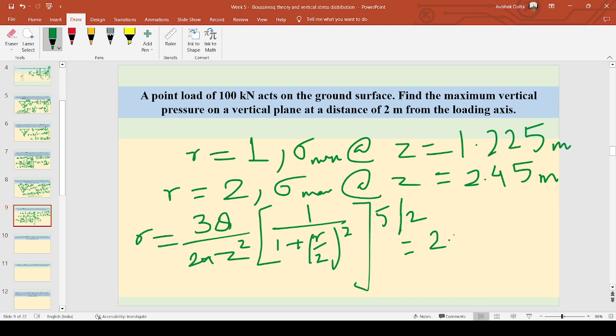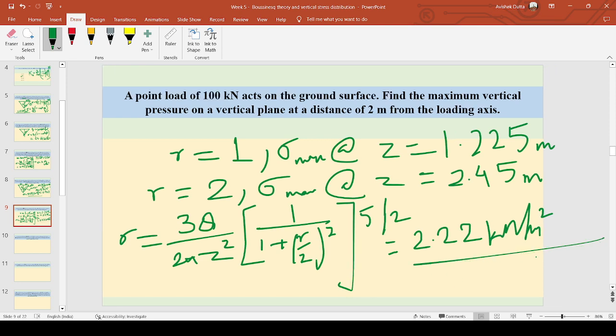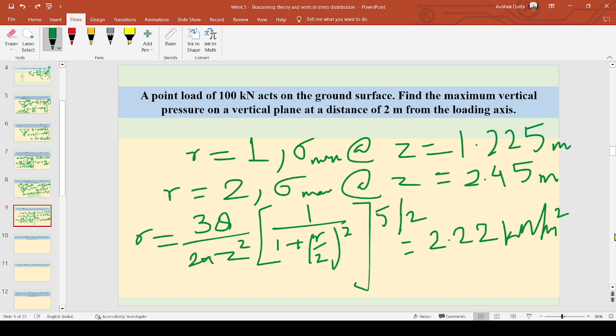we get a value of around 2.22 kilonewton per meter square. This is the answer.